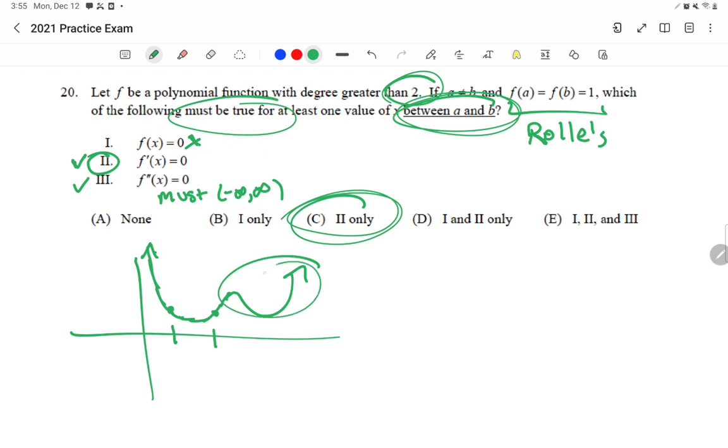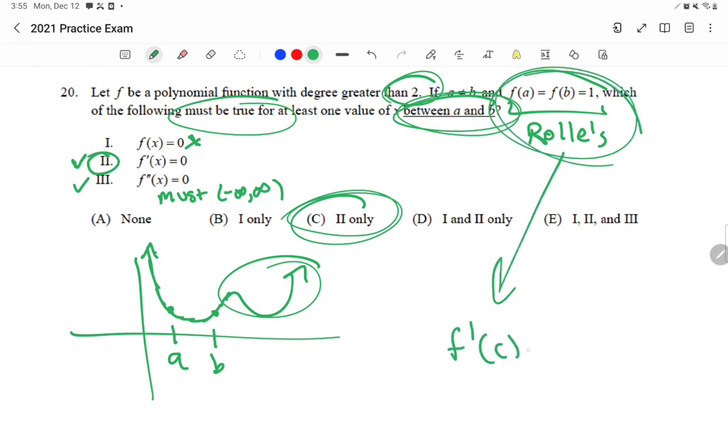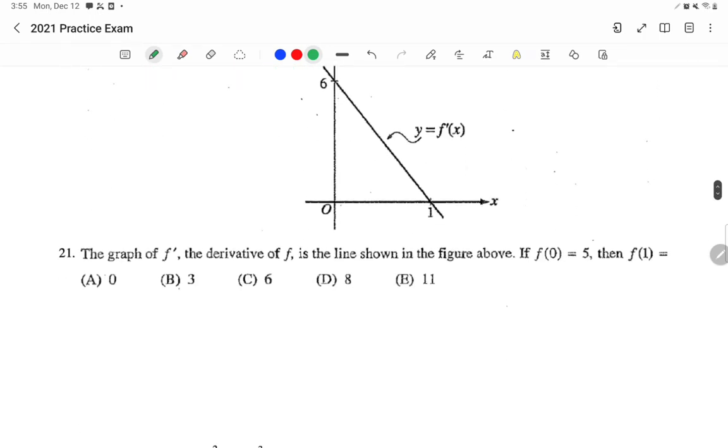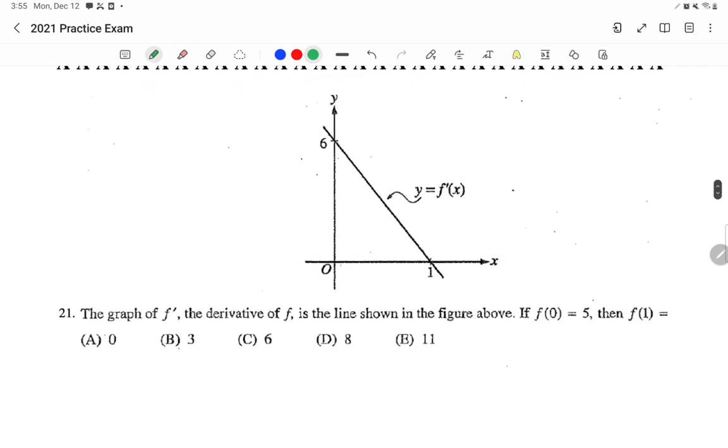So somewhere, we do have to change, but it doesn't have to change between a and b. Between a and b, that's Rolle's theorem, right? This f of a equals f of b equals 1. That's telling me that somewhere in between those two values, there has to be an f prime of c equal to 0, right? It doesn't tell me anything about f of x or f double prime of x, just f prime of c.